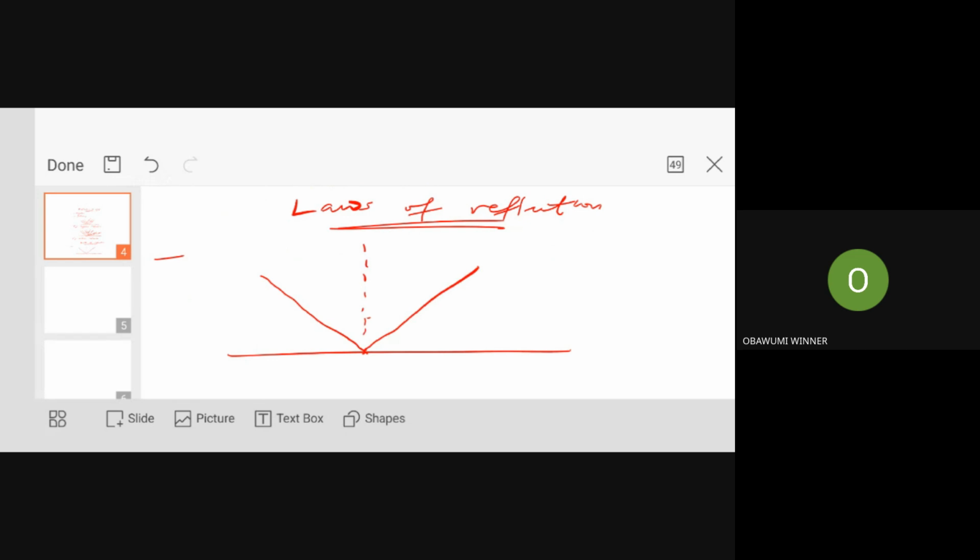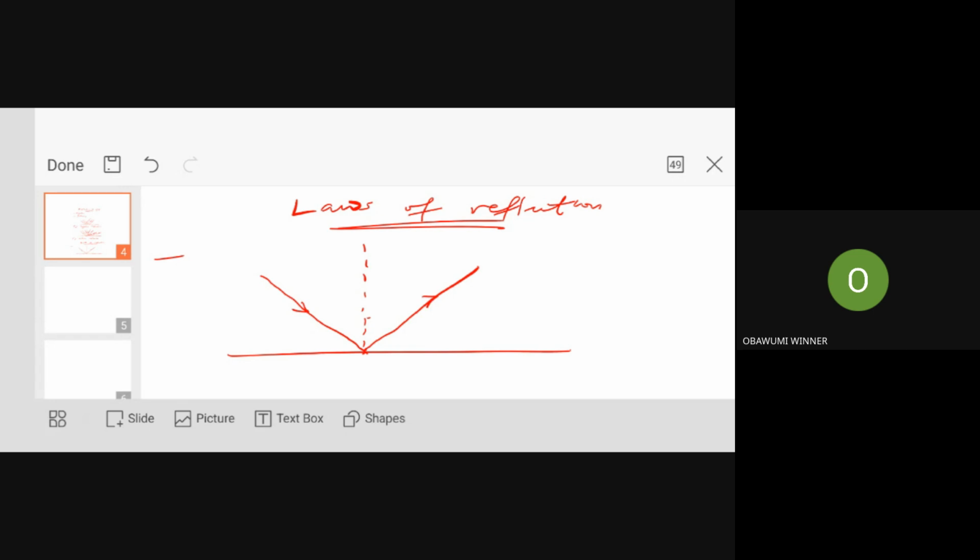What exactly is a normal line? A normal line is simply an imaginary line that bisects that surface at 90 degrees. The line that intersects perpendicularly with the reflecting surface is called the normal line. So perpendicular means that the angle between the normal and the reflecting surface must be 90 degrees. So this is my incident ray and this is my reflected ray.